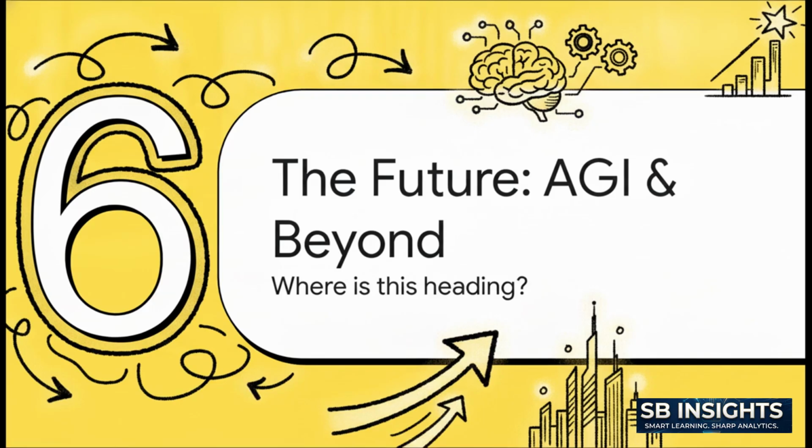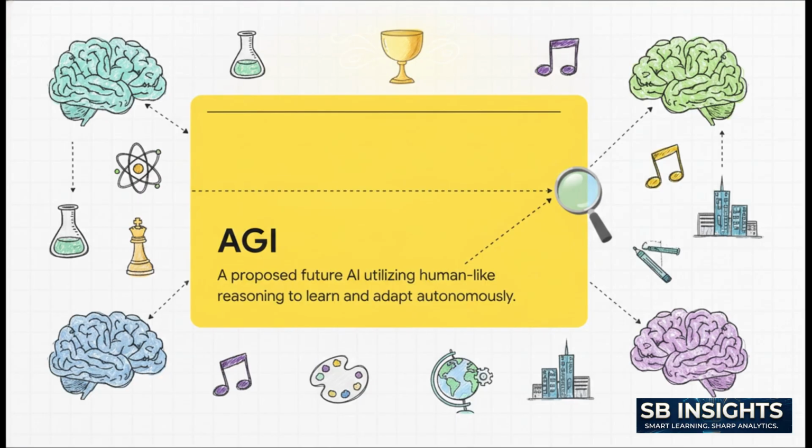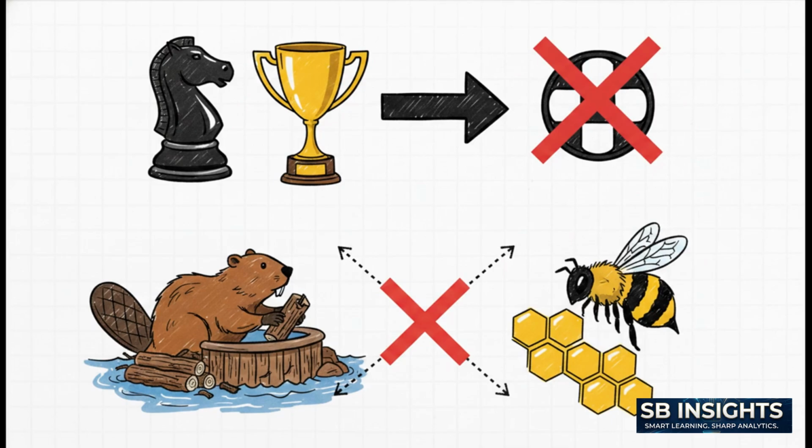Where is this all heading? As we look forward, the absolute holy grail for many researchers is artificial general intelligence, or AGI. This is a proposed future system capable of performing a really broad range of tasks, utilizing human-like reasoning to learn, adapt, and improve autonomously across many different domains rather than just being stuck in one. Now, what separates today's amazing tools from true AGI essentially comes down to one single word: generality.